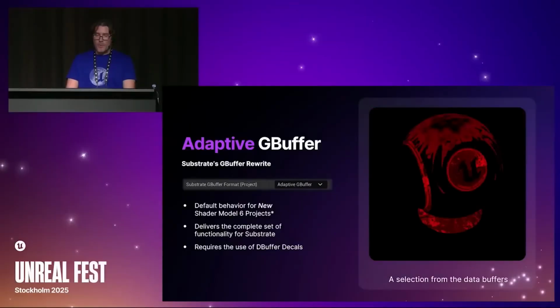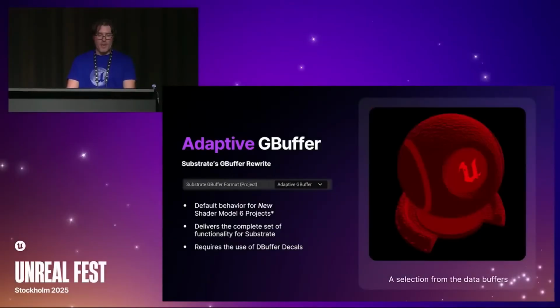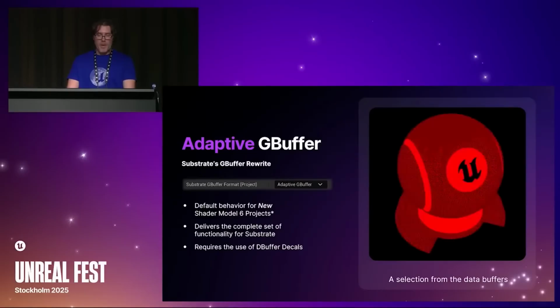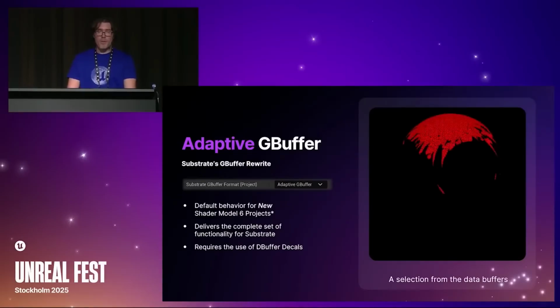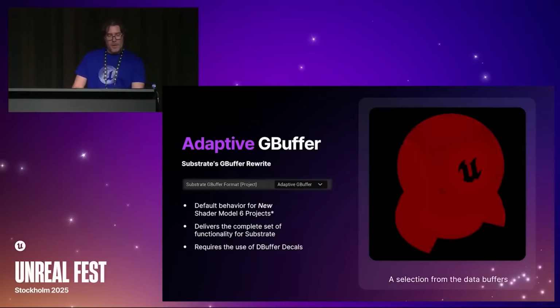There is a minor caveat to using the adaptive G-buffer. Because the data is packed, hardware blending is no longer supported. This further implies that debuffer decals are the only method for applying decals when using the adaptive G-buffer, and they will be used regardless of your decal project setting. There is an option to render these decals either during or after the base pass to access the material normal without any temporal reprojection or depth reconstruction.